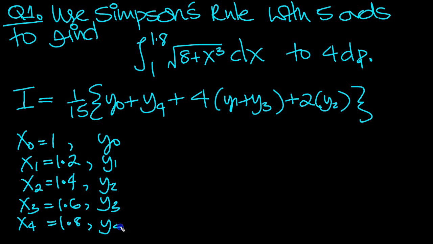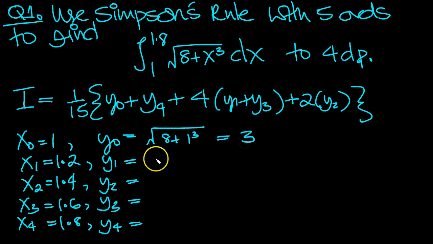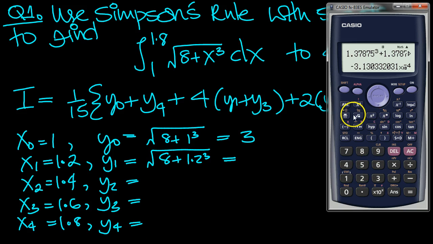So there they are there, from 0 to 4. So y0, let's put it in: square root of 8 plus 1 cubed, which is 1 cubed is 1, 8 plus 1 is 9, square root of 9 is 3. Next one is going to be 8 plus 1.2 cubed. And then we can just tap these in the calculator, can't we? So we've got the square root of 8 plus 1.2 cubed. So there's the answer, and there's a decimal.